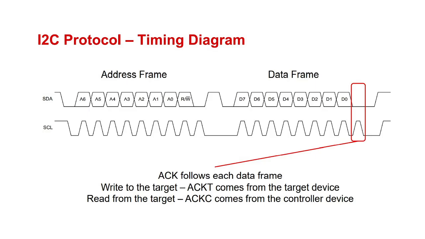Next there are two types of acknowledgements: ACKT and ACKC. ACKT comes from the target device, so from the slave, for the write operation. And ACKC comes from the controller. After the master reads the 8 bits of data, the master gives the acknowledgement to the slave that the reading operation is completed. So that is ACKC.